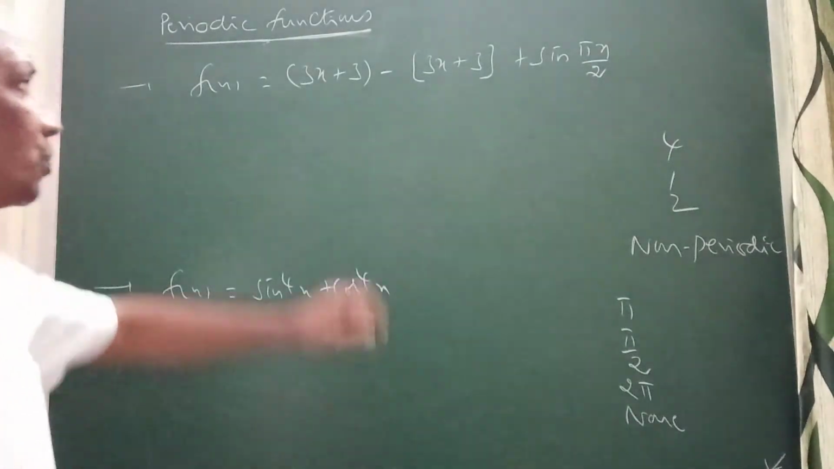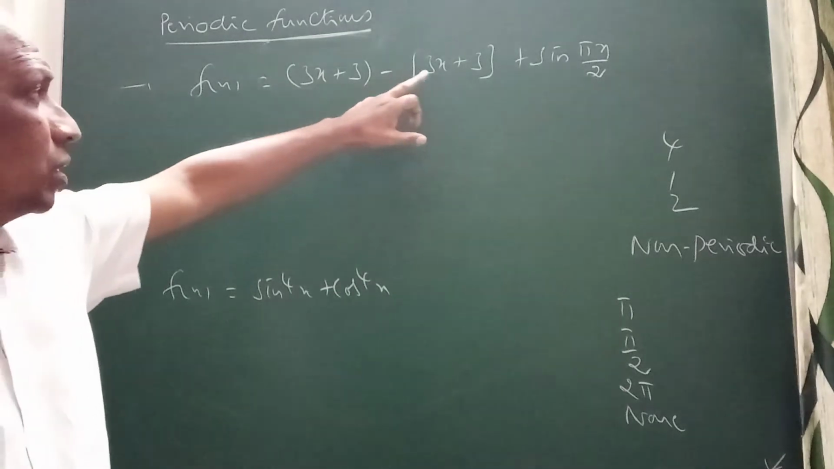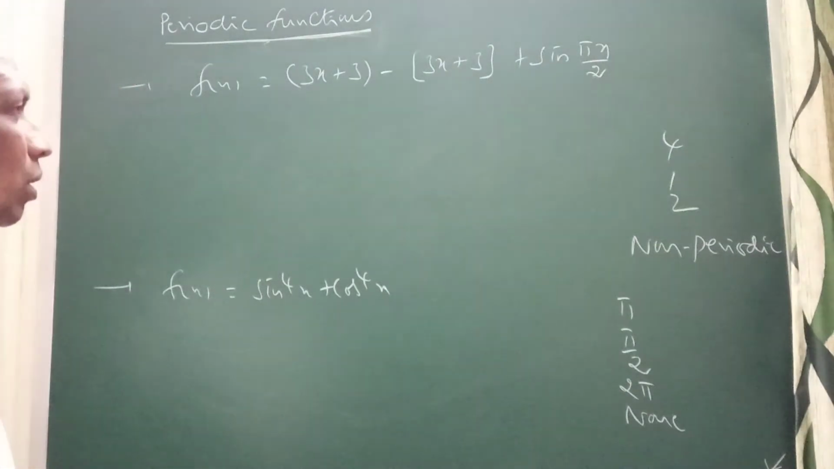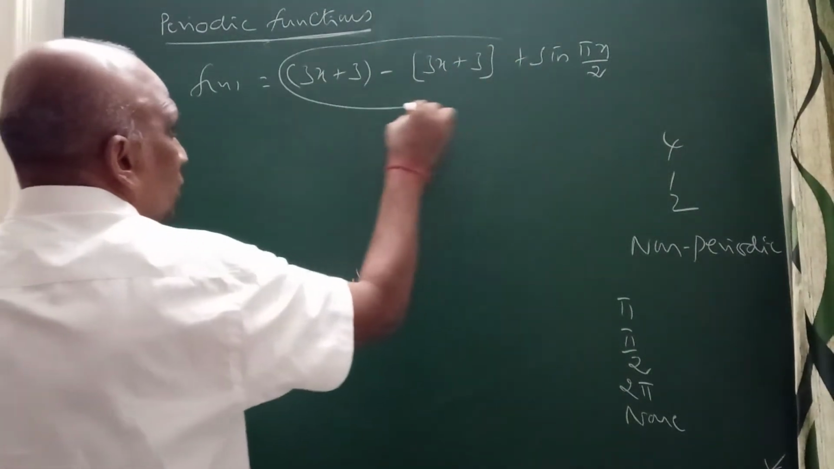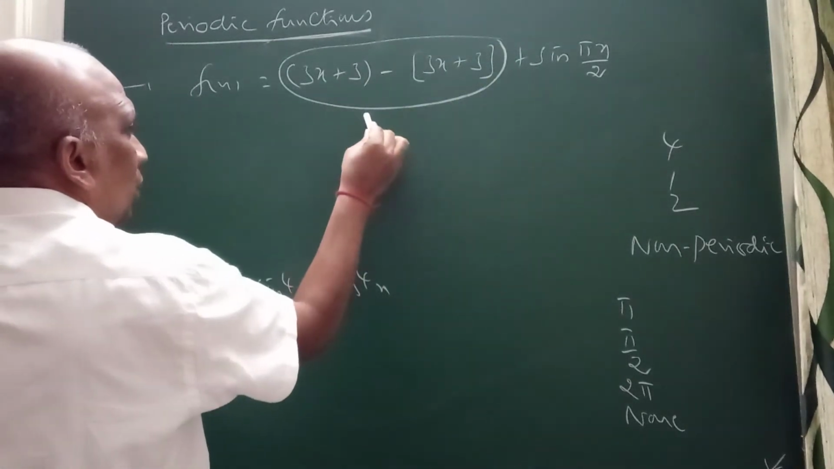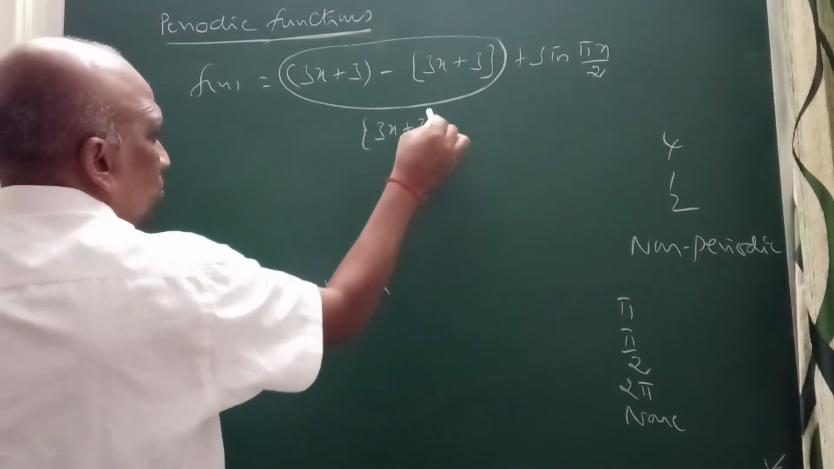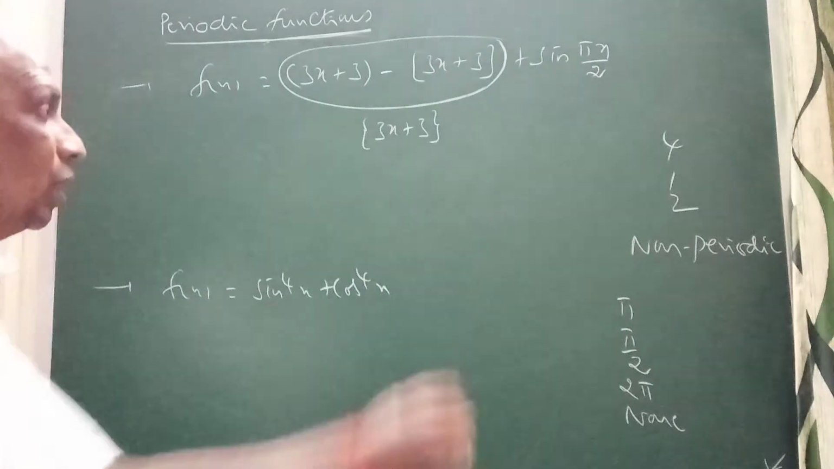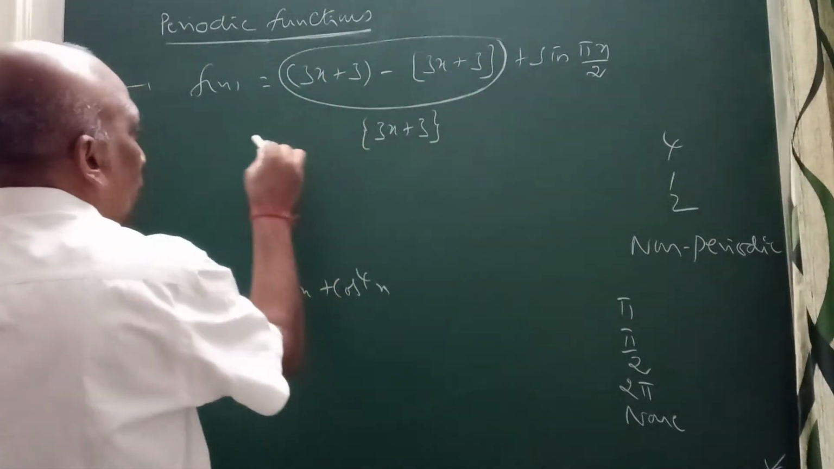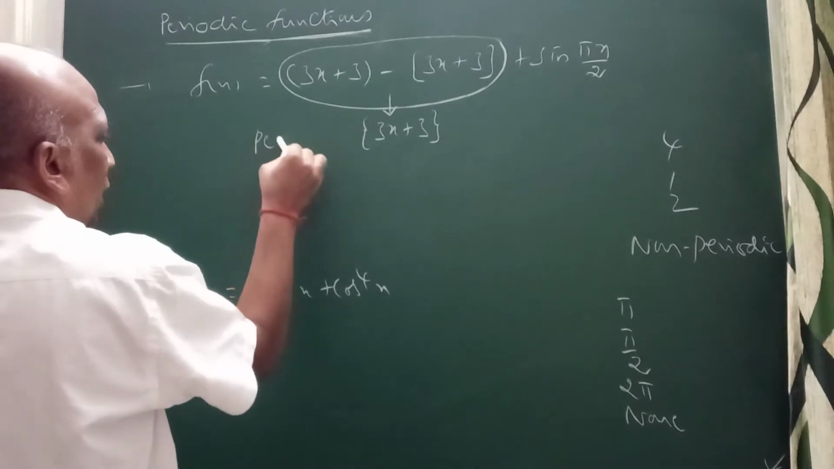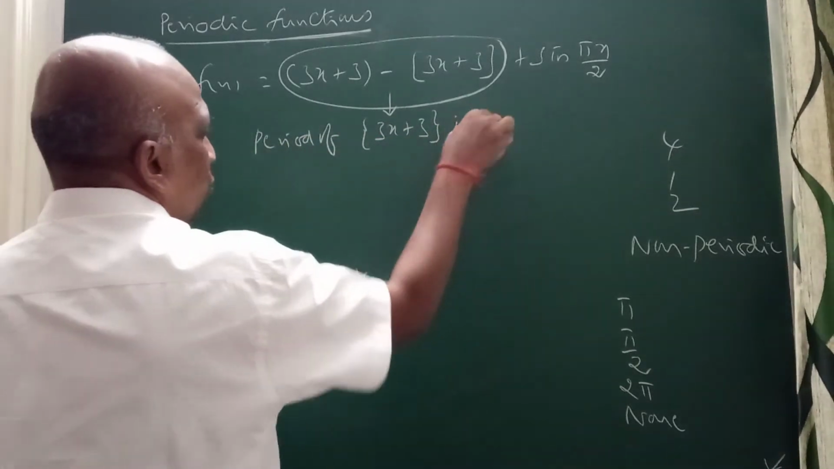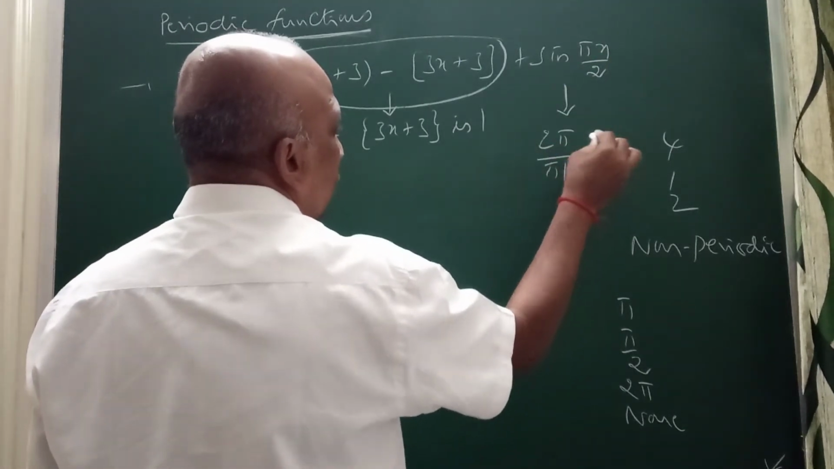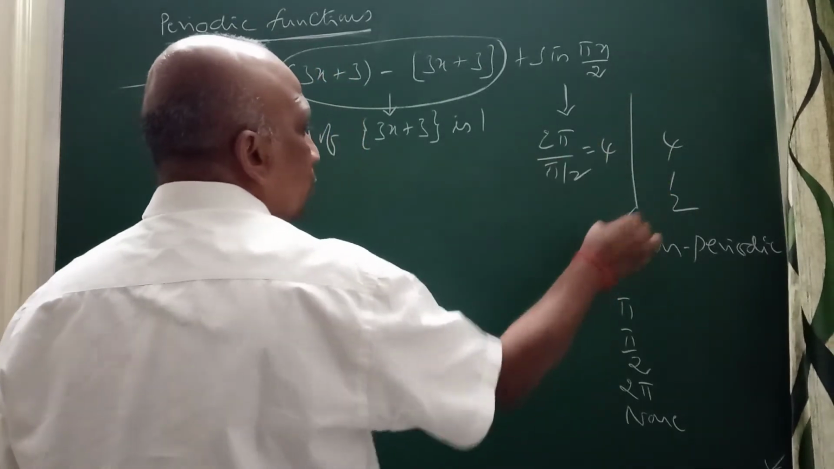Now see in this problem, f of x equals 3x plus 3 minus floor of 3x plus 3, plus sin pi x by 2. What is the period of this function? You can observe that this is nothing but the fractional part of 3x plus 3. We know that the period of the fractional part of x is always 1. So the period of this is 1. And what is the period of sin pi x by 2? You get 2 pi by pi by 2, which comes to 4. The period of this is 4.